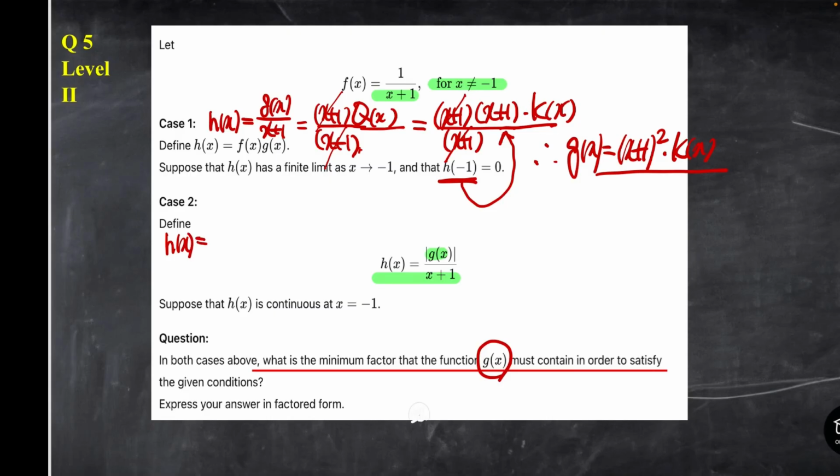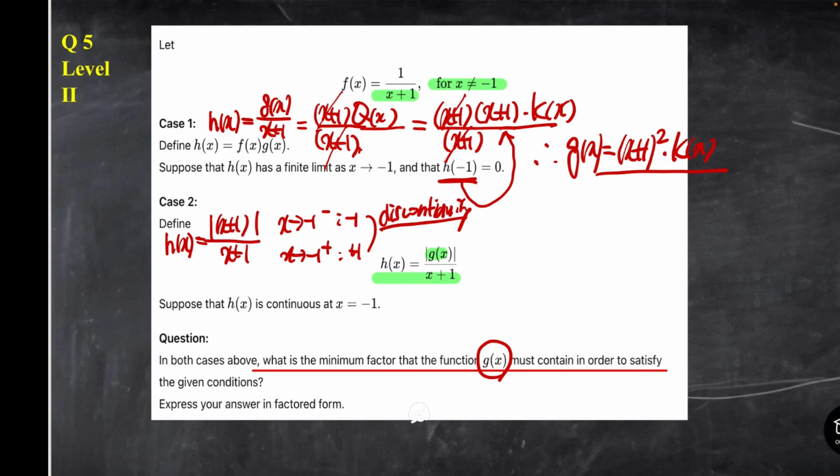Suppose g of x has only one factor of x plus 1. Then near x equals negative 1, g of x behaves like x plus 1. So the absolute value of g of x behaves like the absolute value of x plus 1. So h of x becomes the absolute value of x plus 1 divided by x plus 1. That equals 1 when x is greater than negative 1, and negative 1 when x is less than negative 1. This is a jump discontinuity because the left-hand and right-hand limits do not match.